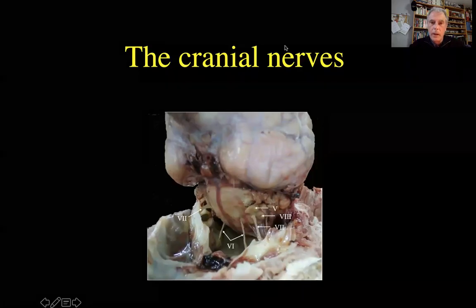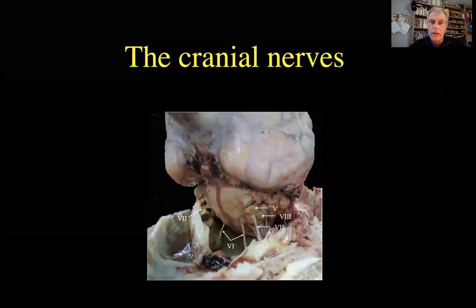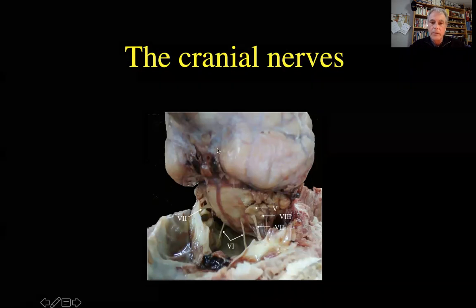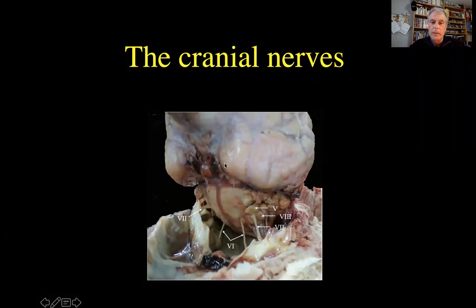Hi again. We are going to talk about the cranial nerves. Here you have an image. We are removing the encephalon from the cranial cavity, and we can identify some of the cranial nerves. We are going to talk about it.